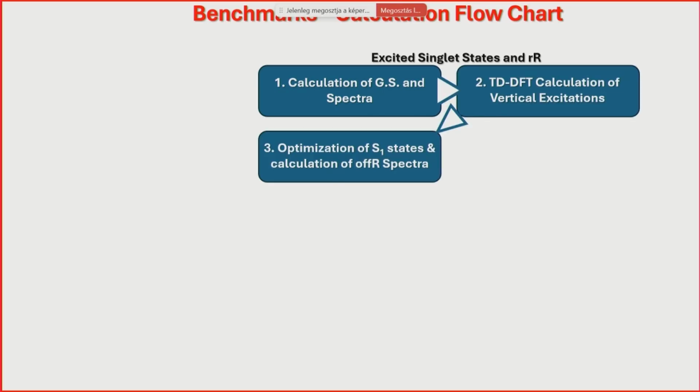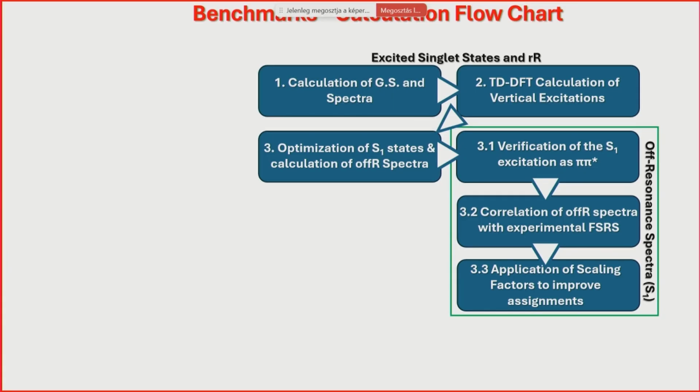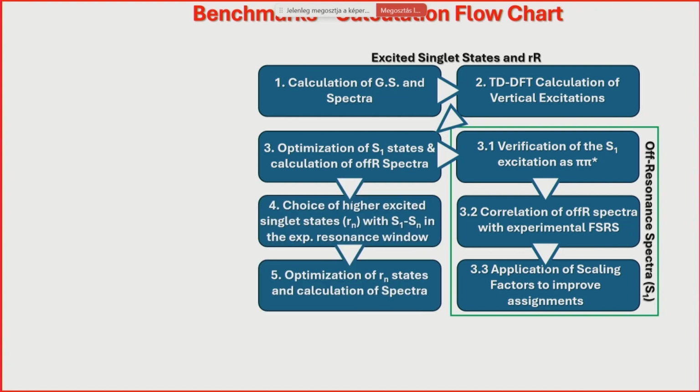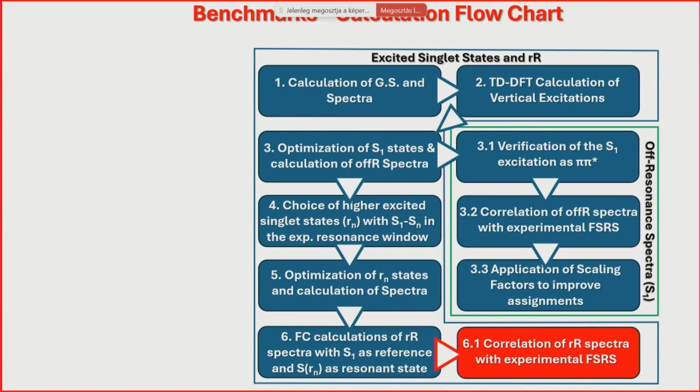So first, this is the flow chart of the calculations for the benchmarking. We start with the ground state, compute the vertical excitations, and optimize the first excited state, and here's the off-resonance study. You can correlate the off-resonance to the experiment, like in the previous slide, and try to improve it with the application of some scaling factors. I will not go through that part. So this is the off-resonance part, and the resonance part is, as we saw, how to choose higher excited states and compute the resonance Raman spectra, and finally correlate with the experiments.